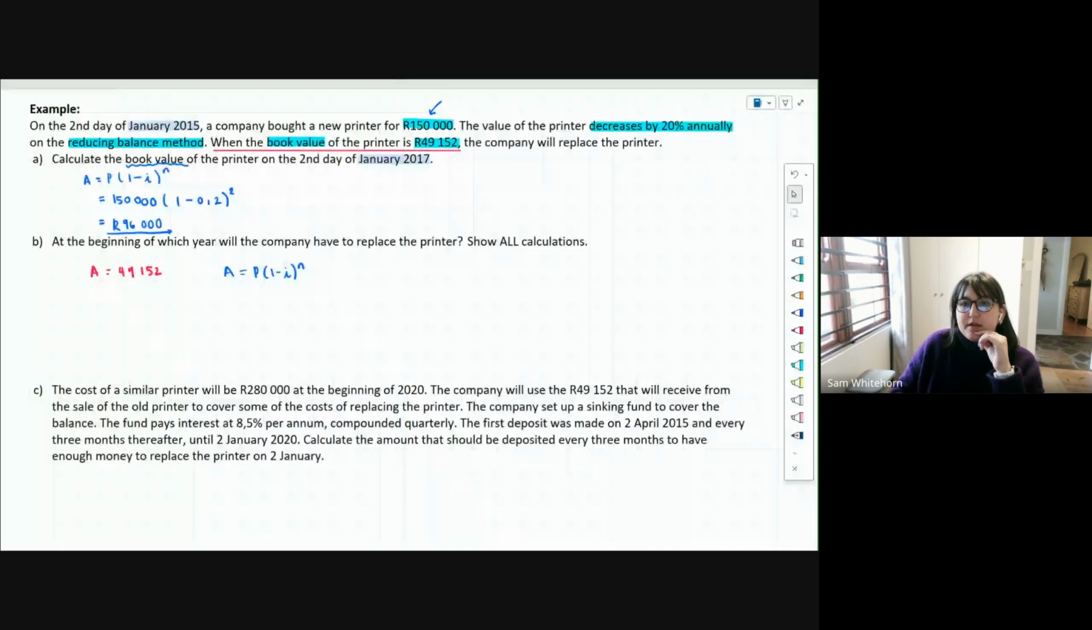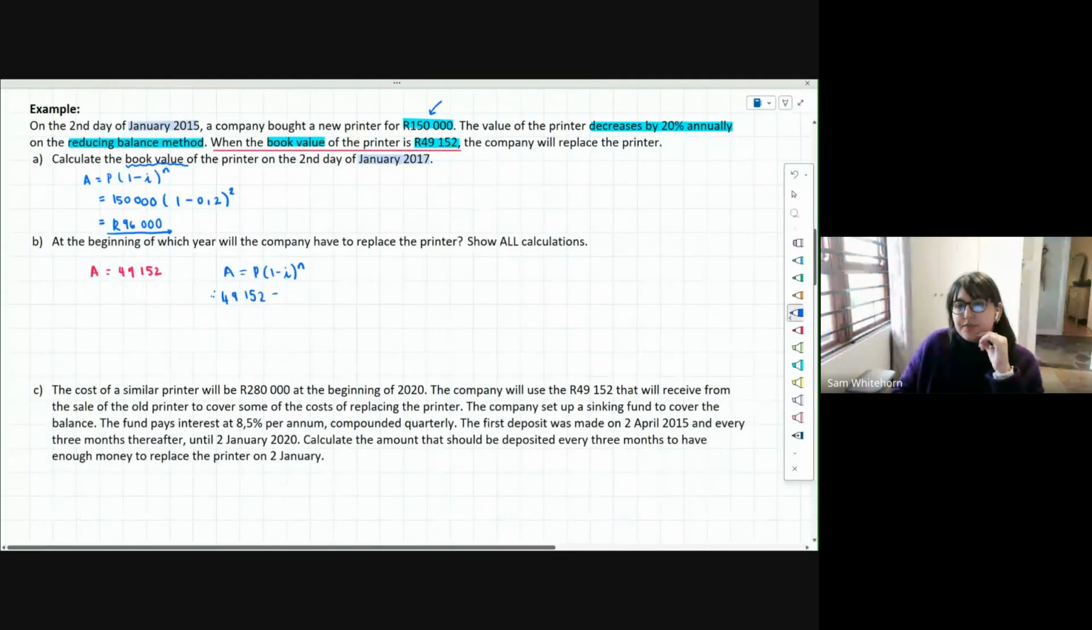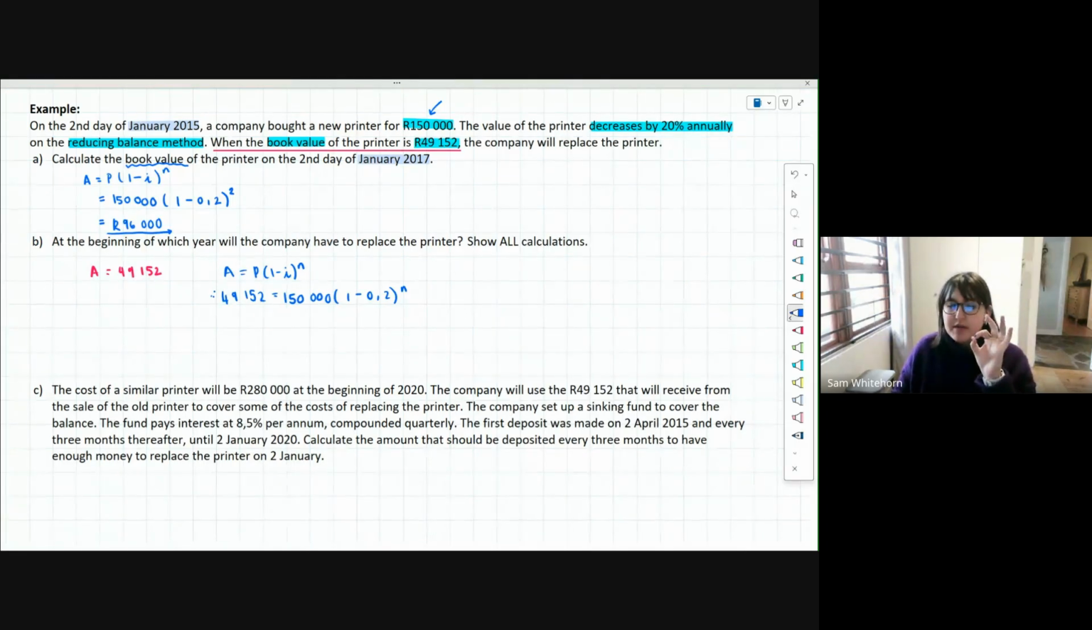Alrighty, so our book value is the 49,152. The starting amount of this printer brand new was 150,000. The depreciation rate 20%, and we're solving for n. Now remember, when we're solving for an exponent, particularly in finance, we're going to have to use logs. This one you can actually do as an exponential equation without needing logs, but the exponent that you end up working with is just not nice. So my advice is just use logs. That's what they're there for.